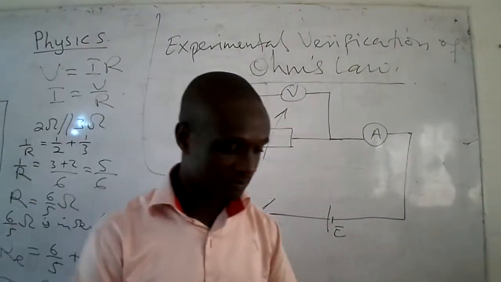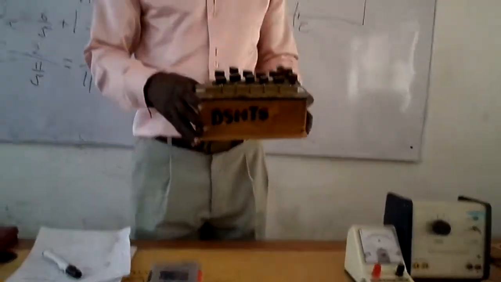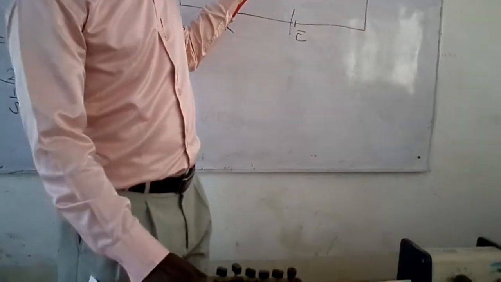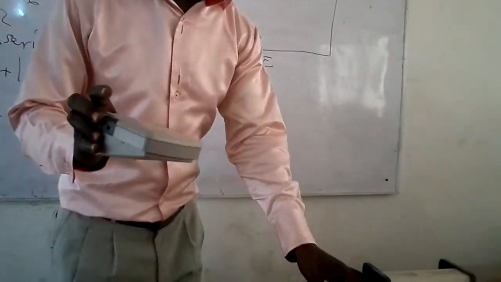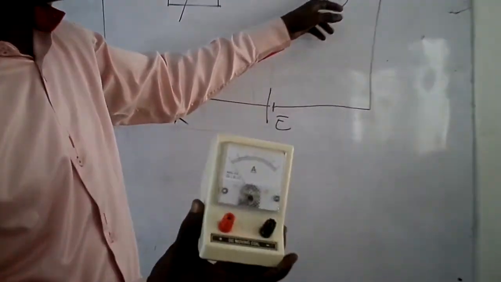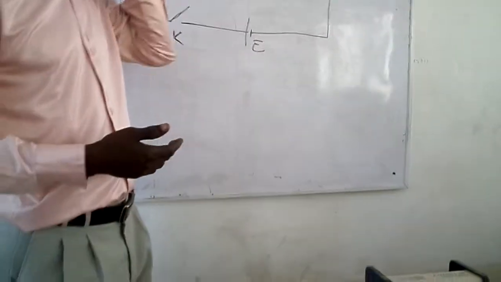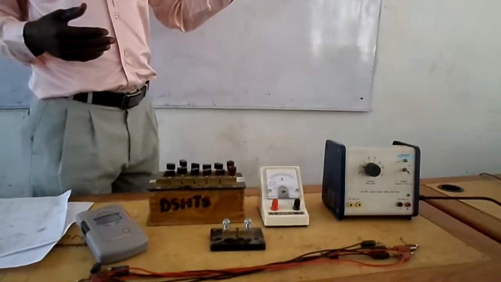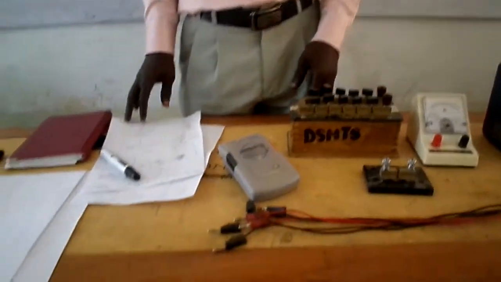The apparatus we are going to use is what you see on the bench. You have the standard resistor, which is here. You have the voltmeter. This one is a digital voltmeter. Then we have the analog ammeter. We have the key, power supply, and then we have 6 connecting wires. So we are going to connect this, and after that we use it to verify Ohm's law.